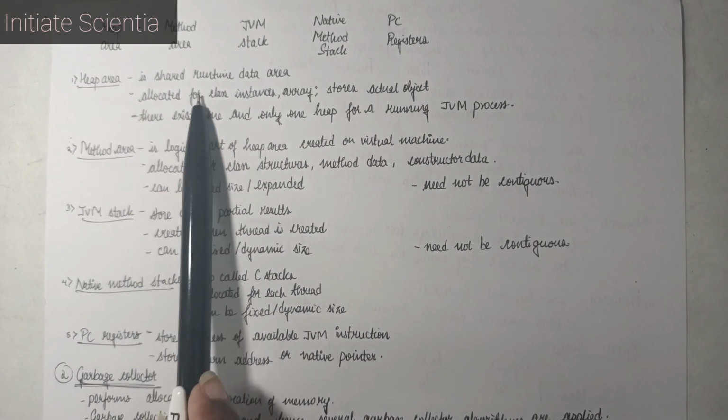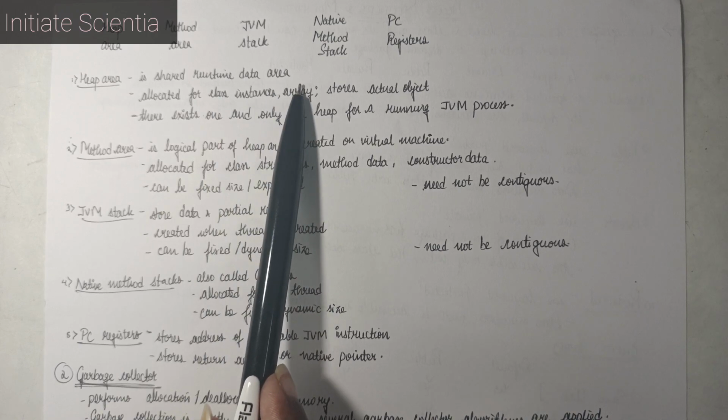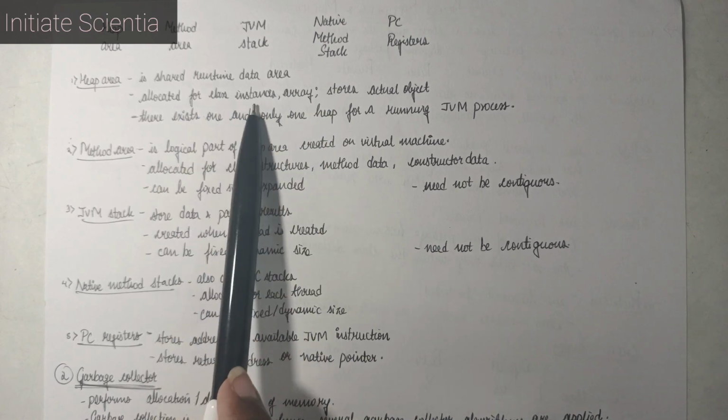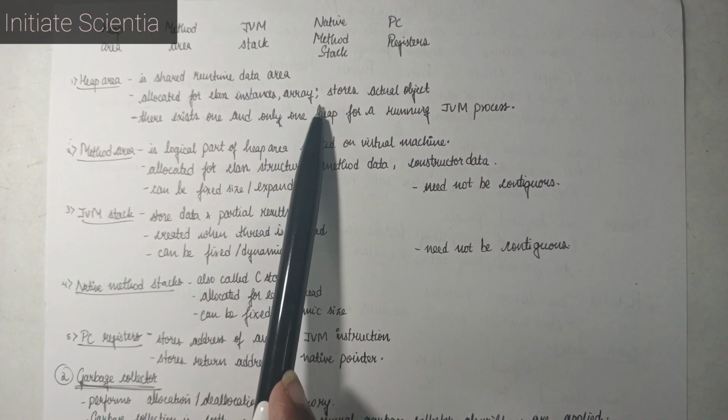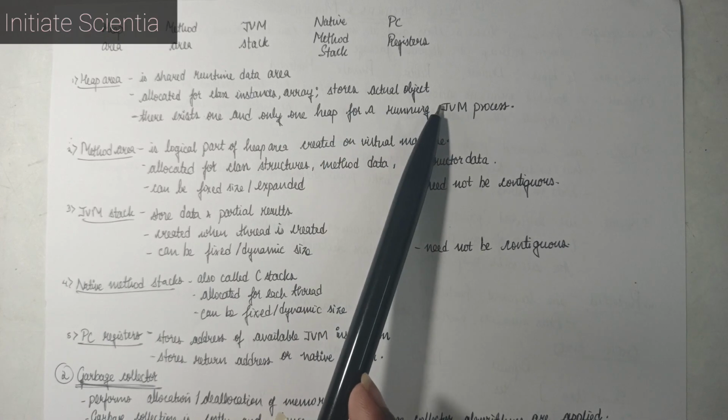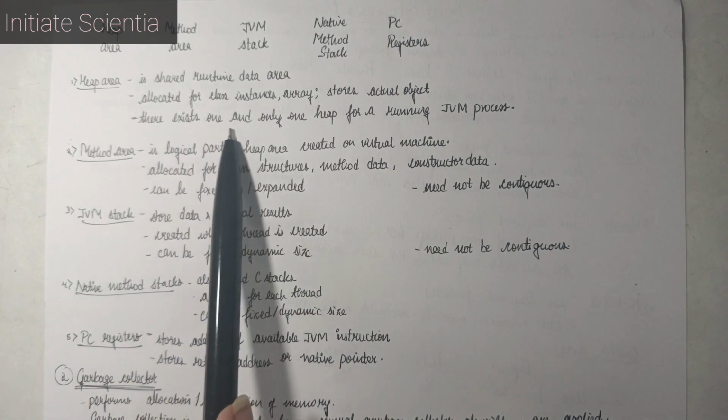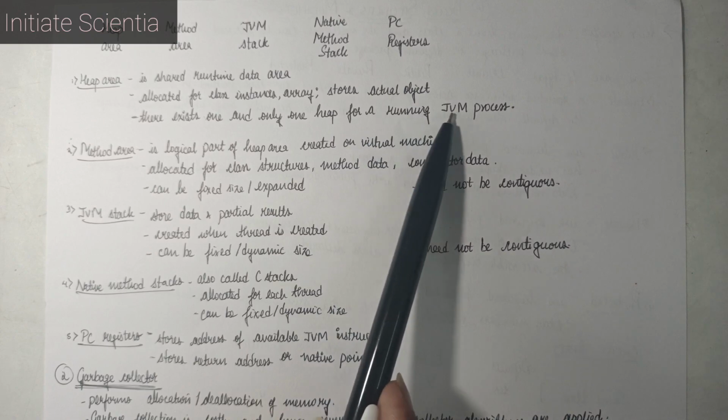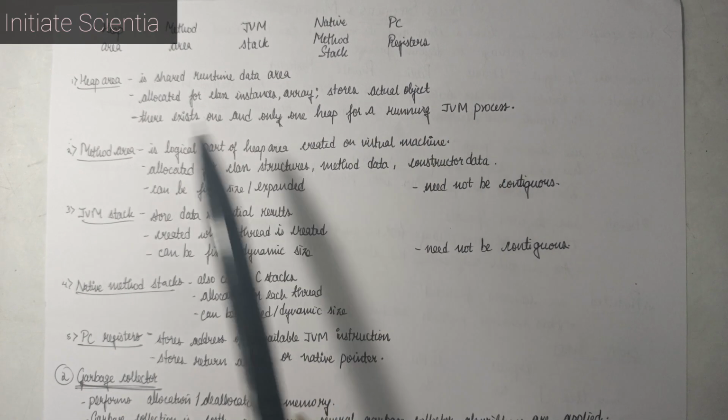Heap area is a shared runtime data area allocated for class instances and arrays, and it stores the actual objects. There exists one and only one heap for a running JVM process.